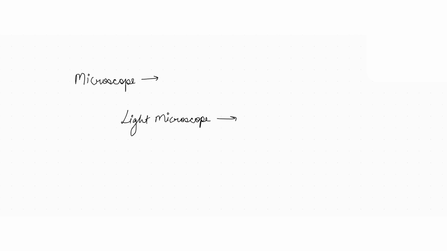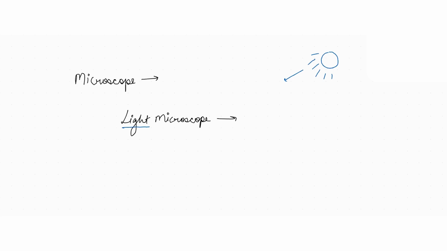So there is a microscope. Now the microscopes need light. For example, if you're watching something, the microscope needs light. If you're using natural light or the visible light which we use naturally to see something, that microscope is known as light microscope. Getting me? What is light microscope? The light microscope uses light.